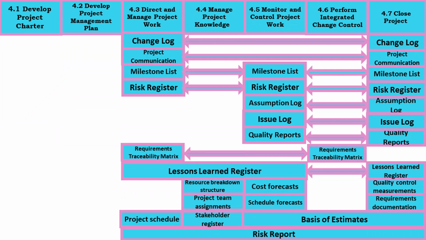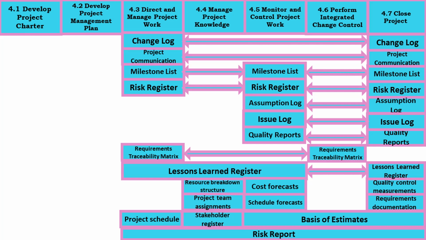The assumption log contains information about assumptions and constraints. Basis of estimates. Basis of estimates indicates how the various estimates were derived. Cost forecasts. The cost forecasts determine if the project is within defined tolerance ranges for budget. Lessons learned register. The lessons learned register may have information on effective responses for variances. Milestone list. The milestone list shows the scheduled dates for specific milestones.